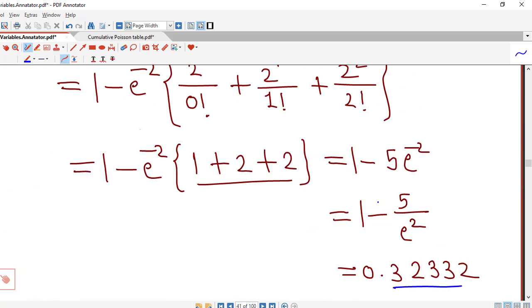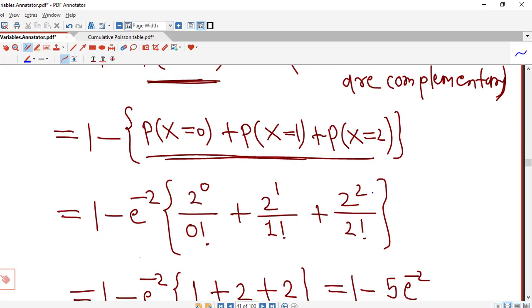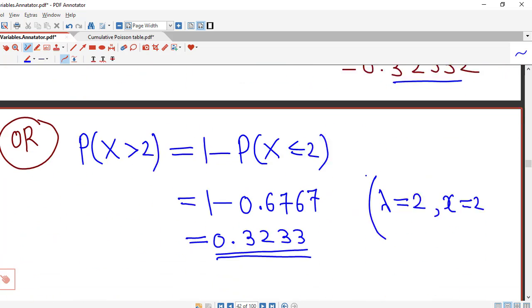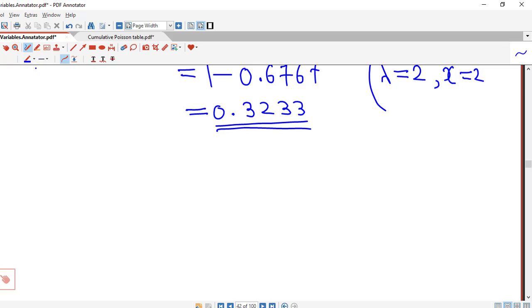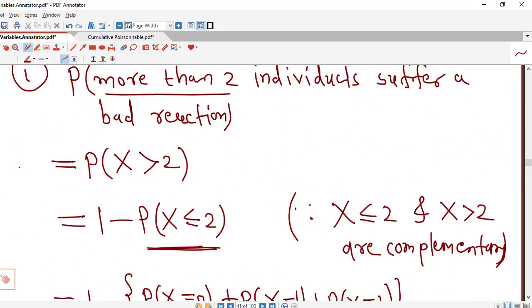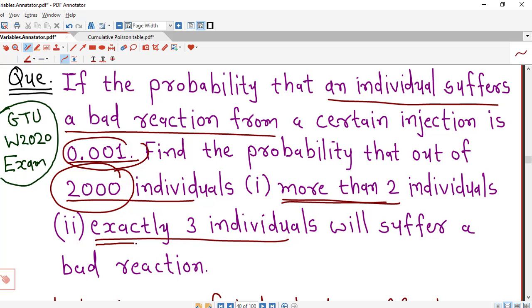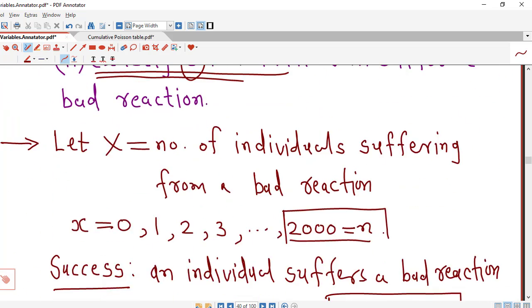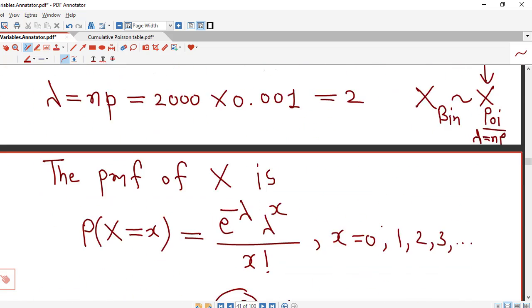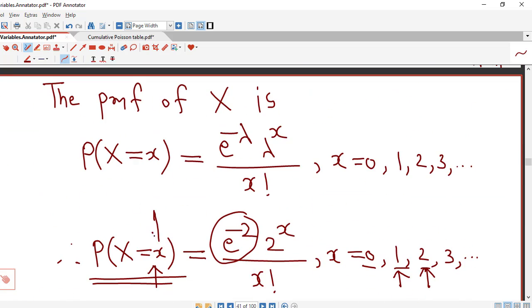So if your calculations are very lengthy, you can use the cumulative Poisson probability table also. Now we do part 2. In part 2 we are asked to find the probability that exactly 3 individuals will suffer a bad reaction. That means we have to consider small x equal to 3 here.